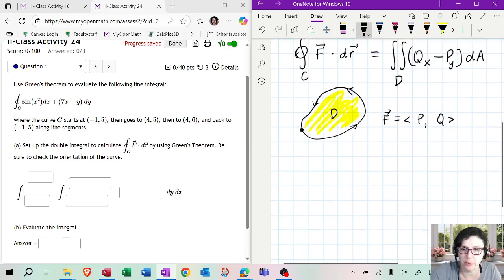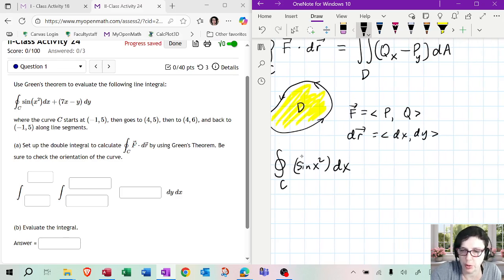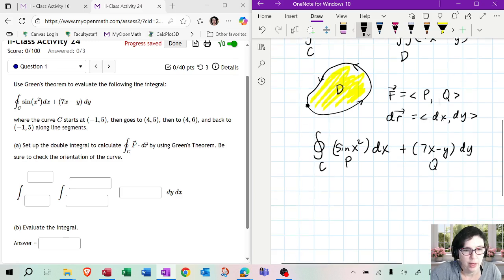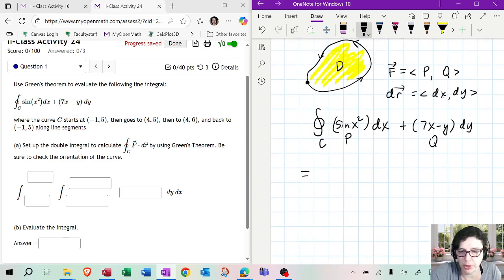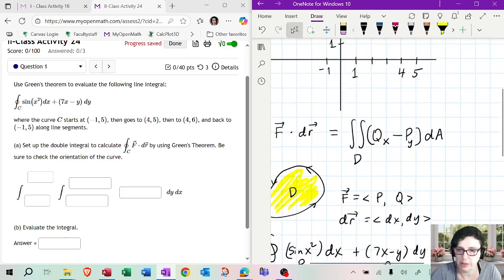So this is our first example right there. We've got the circulation thing, and it's sine x squared dx. By the way, what is F dot dr? So dr is dx, dy. When you compute the dot product, this will be P dx plus Q dy. So this is my P dx plus Q dy. So this is Q. All right, so what we want to do is convert it to a double integral, and it's going to be Q with respect to x minus P with respect to y. That's what Green's theorem says right here.